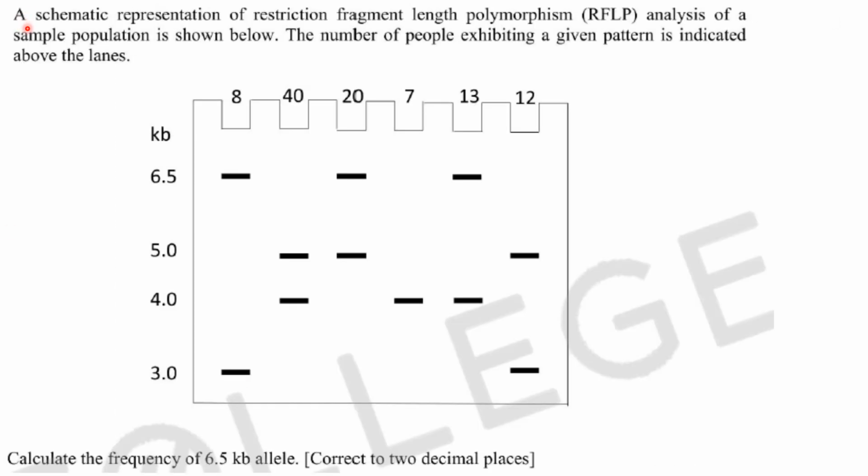Then next one. A schematic representation of restriction fragment length polymorphism analysis of a sample population is shown below. The number of people exhibiting a given pattern is indicated above the lanes. These are the number of people. These are the pattern. Calculate the frequency of 6.5 kb allele. So this is the 6.5 kb allele. You have to calculate the frequency.